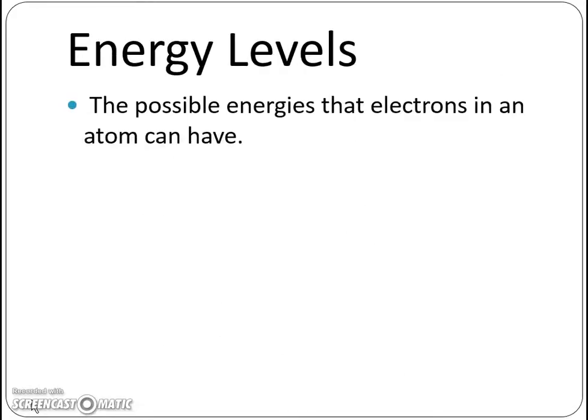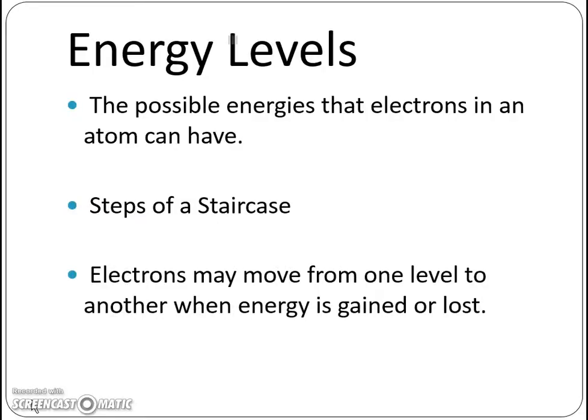in what he called energy levels. And that's basically the possible energy that an electron could have in an atom. So we have ground states and excited states, and we'll get to that in just a minute. So these energy levels are much like the steps of a staircase. You have to complete one before you can move on to the next. Now, electrons can move between levels when you gain energy or lose it.